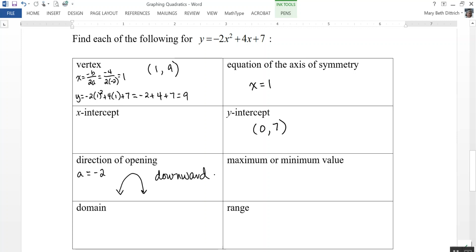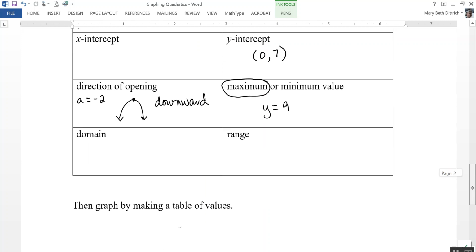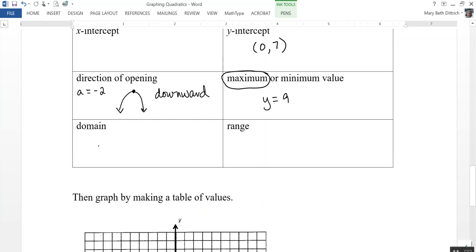Because it opens downward, my vertex is going to be the highest point, so this graph is going to have a maximum value at y equals the y-coordinate of the vertex, which is 9. My domain is all real numbers, because that is the domain of every quadratic function. And my range is going to be y is less than or equal to, because it's opening downwards, the y-coordinate of my vertex, which is 9.